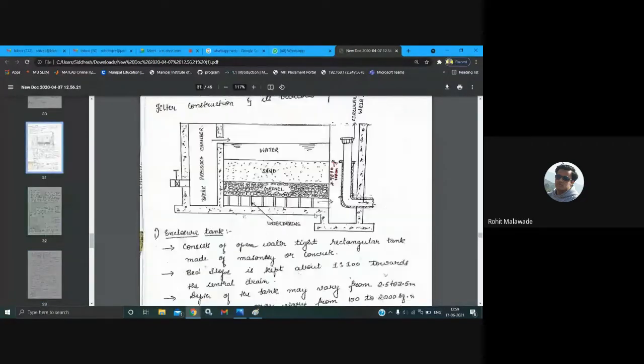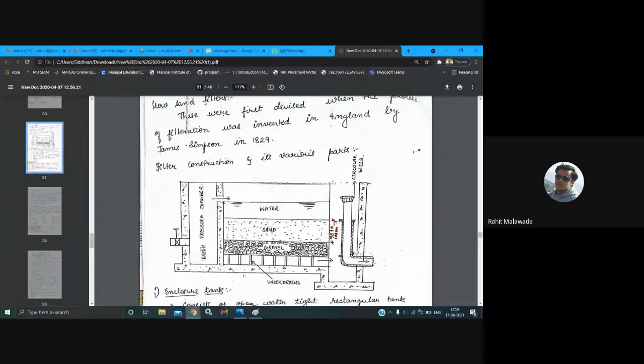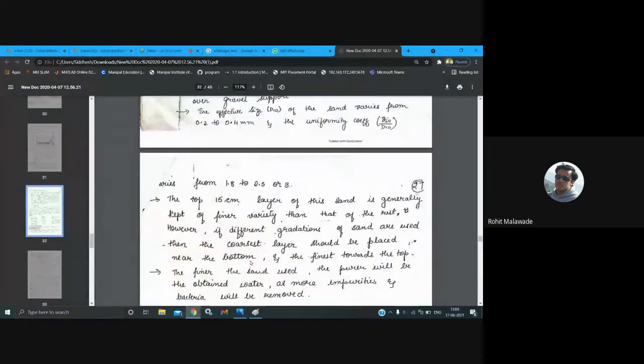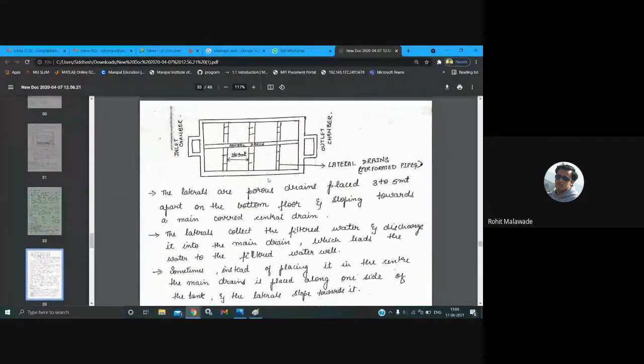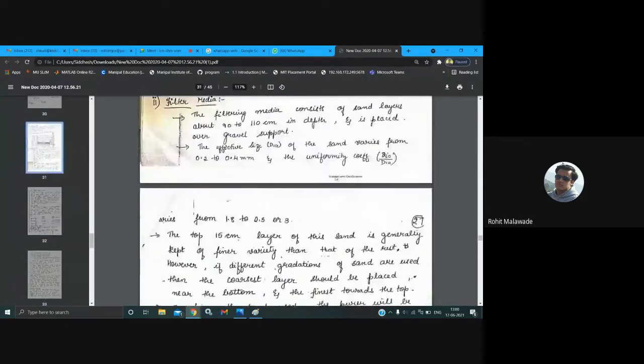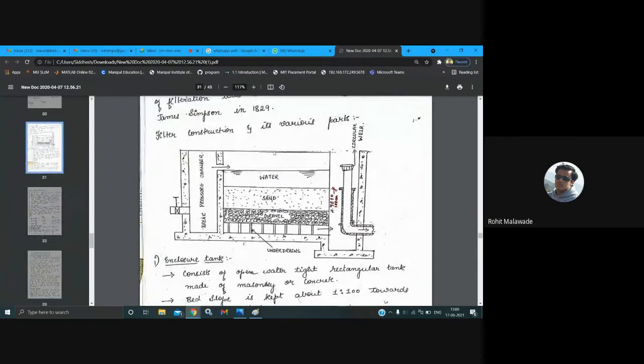So this is your cross section. From here, we are going to get the cross section. That is your lateral or the central drain. From this, the water will flow and it is going to be collected here. So this is regarding the working of your slow sand filter.